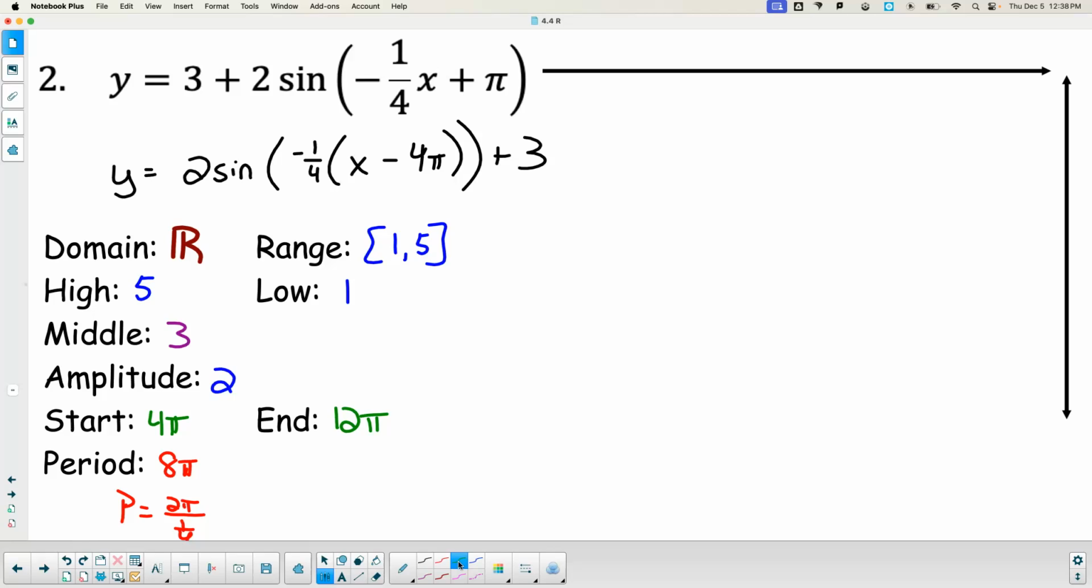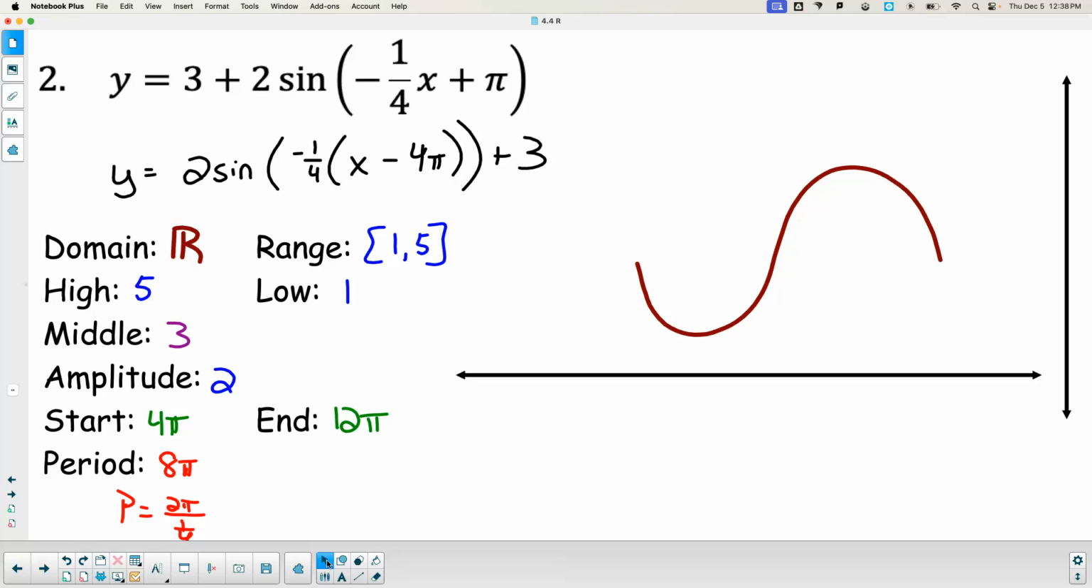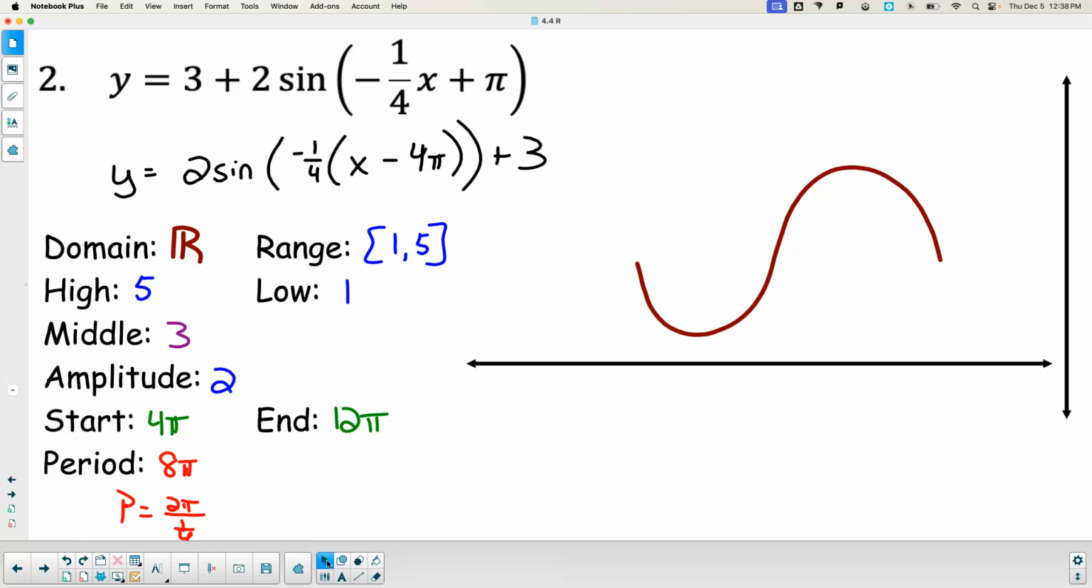Sine curve, right? Middle, high, middle, low, middle. Flipped, not flipped. Flipped because we got a negative b value, right? With me? Draw the curve first. Middle value is at 3. So we're there. Start is at 4 pi. So we're there.